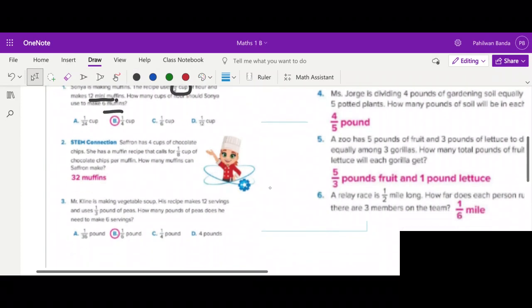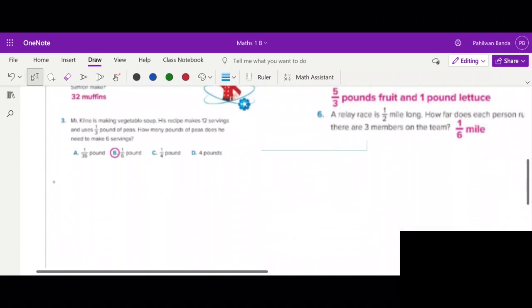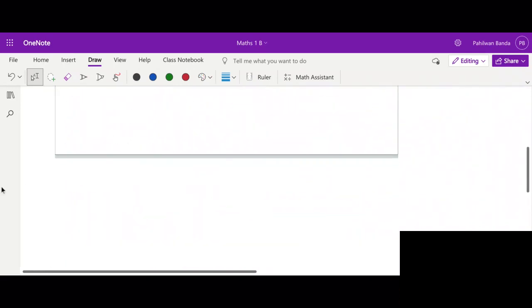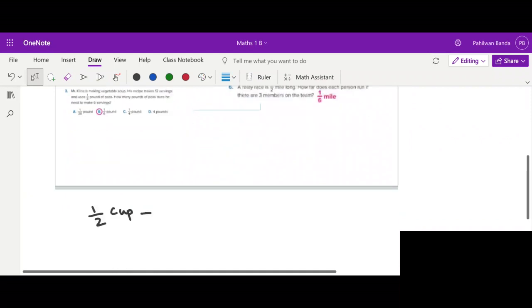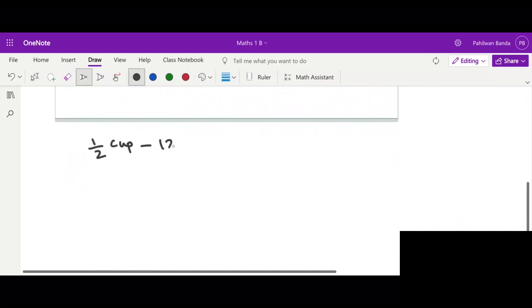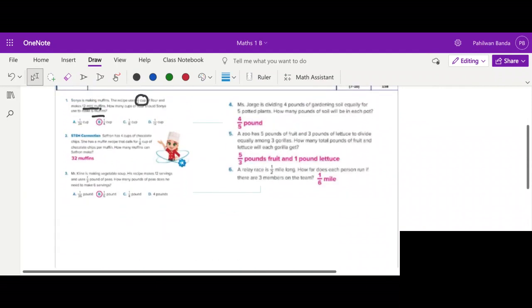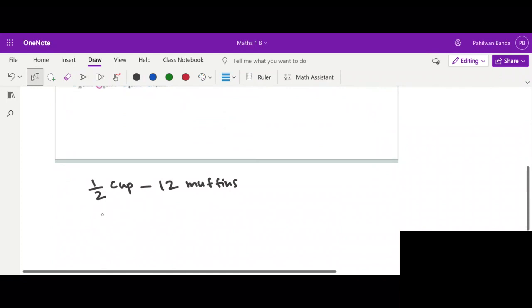So, it's something like this. She's using half cup of flour to make how many muffins? 12 muffins, right? Okay, 12 muffins. So the question is, how many cups of flour are used to make 6 muffins? So you have to find the number of cups to make 6 muffins.